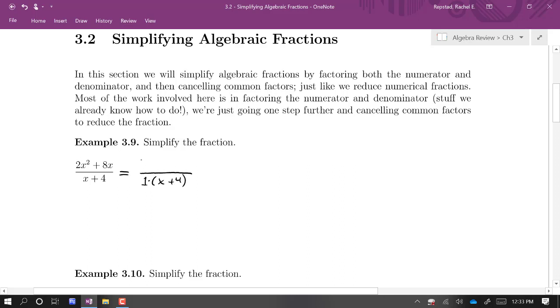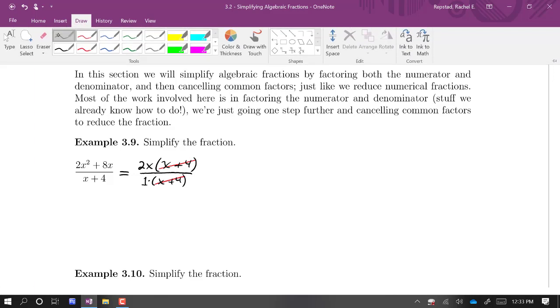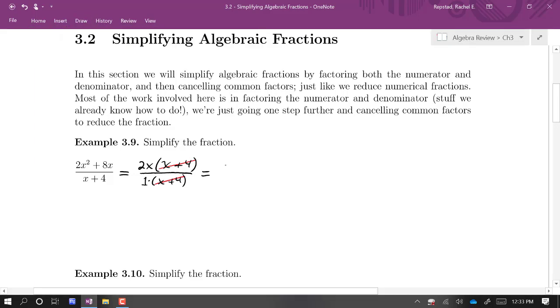Up top, we could take out a factor of 2x. And then what's left inside is an x plus 4. Now there's a common factor of x plus 4, and we can cancel that because now we're canceling factors. You can cancel things that are being multiplied. And what we're left with is 2x over 1, or just 2x.